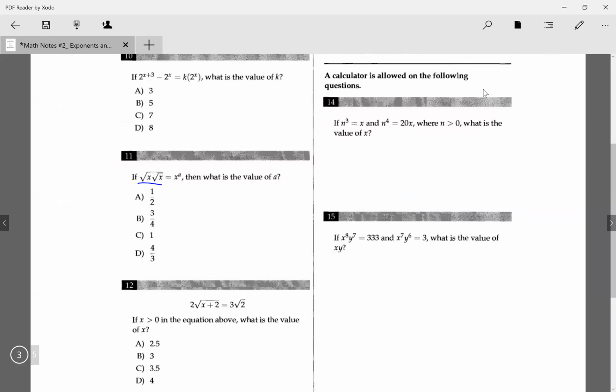So the easy way to do this is, when you have something like this, you want to start from the inwards. So first I want to start with this square root of x. I'm going to make that into x to the power 1/2, because I know that's how I can convert to exponent form. So now we have square root of x times x to the 1/2 equals x^a, and this larger square root, remember you can make that into x to the power 1/2.